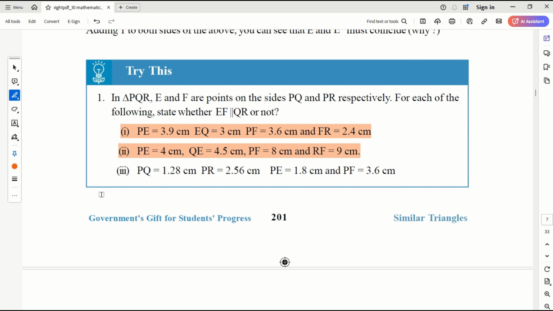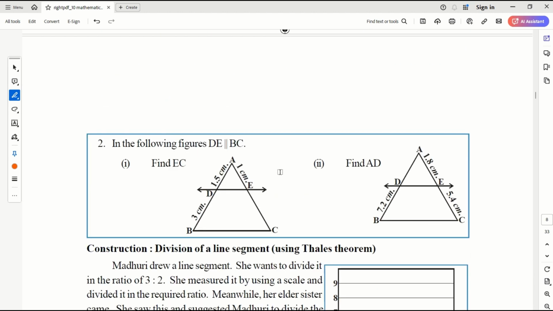Second case. Okay. Third case, PQ by PR is 1 by 2. 1.28 by 2.56 is 1 by 2. And PE by PF is 1.8 by 3.6, which is also 1 by 2. So in this case also EF is parallel to QR. Okay, so this is how we'll find out.